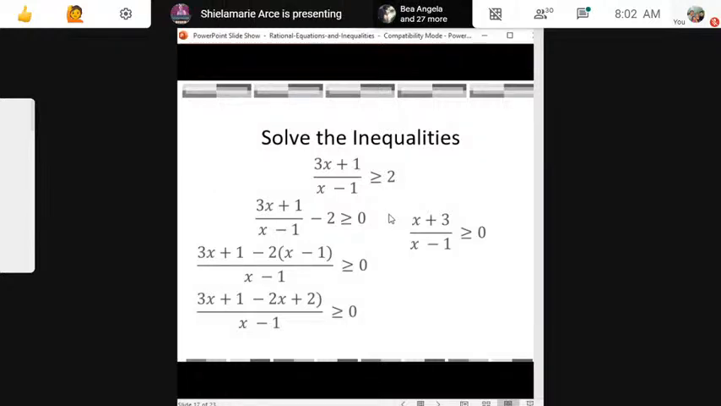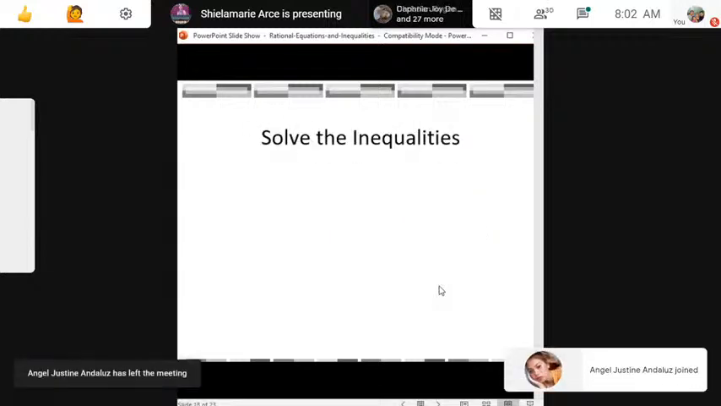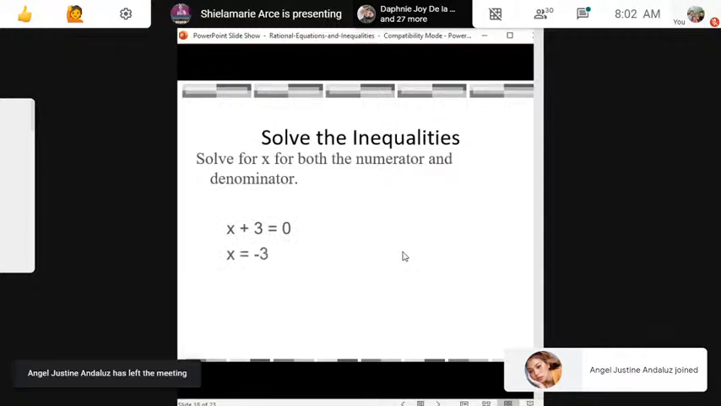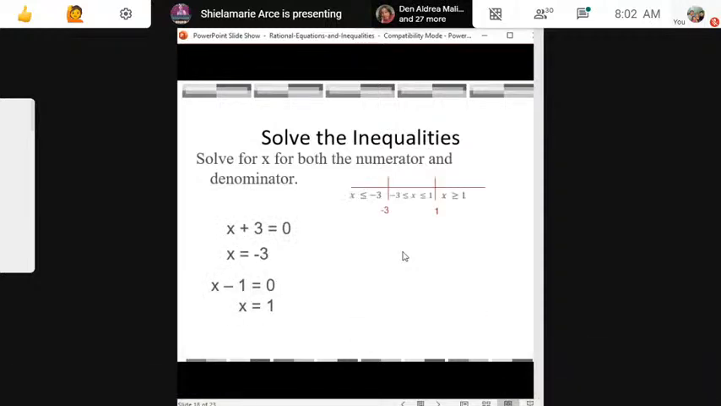X equals 3 po and X equals -3 and X equals to 1. Yan, di ba? Laging opposite in sign nito, kasi ita-transpose natin siya. So, those are the two critical values. Okay po? So pag nilagay na natin sa number line natin, ayun si -3, ayun si 1. So makikita natin, may 3 portions yan. Ano yung 3 portions? Ayan po siya.